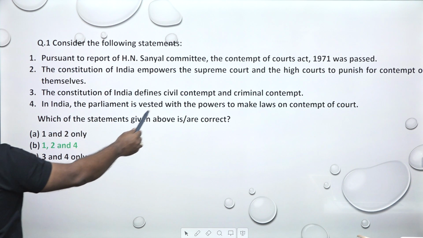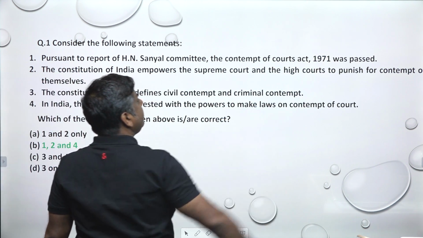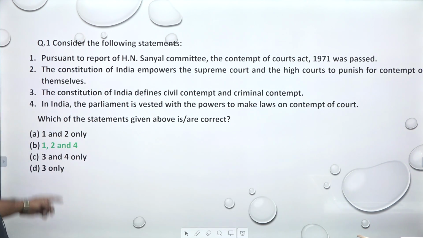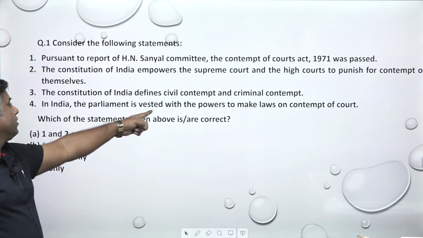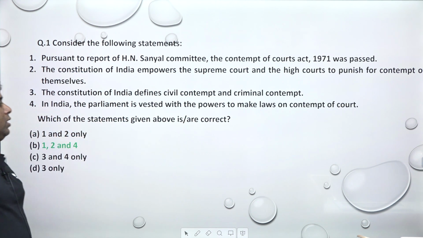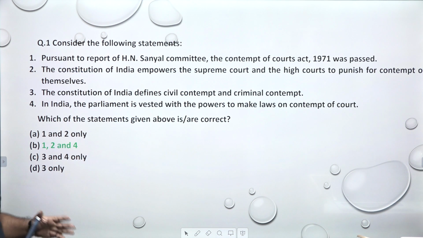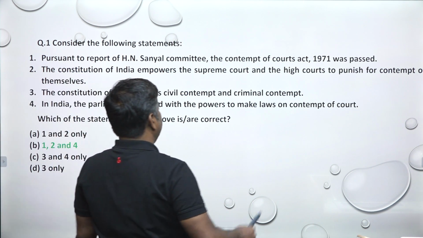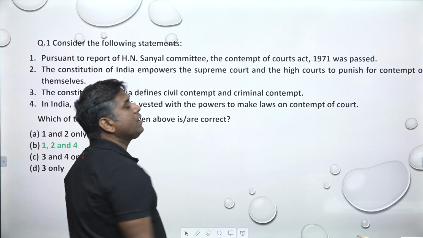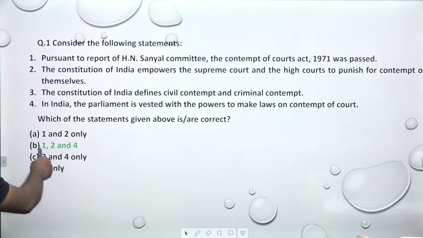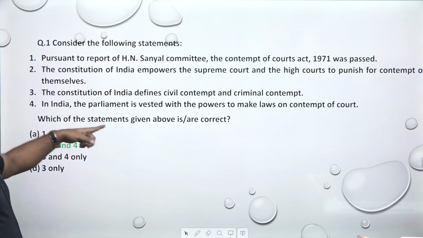So, now this says that the Contempt of Court Act 1971 was passed. So, automatically the parliament is vested with the power to make laws on contempt of court. It means that parliament holds the power to make laws. So, technically your answer should be 1, 2 and 4.